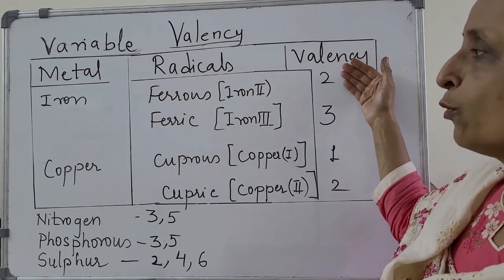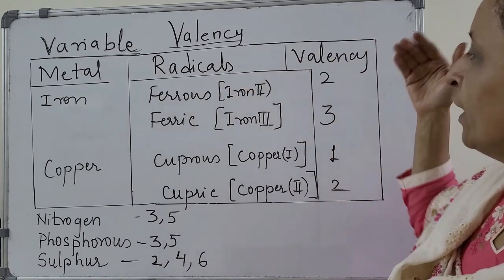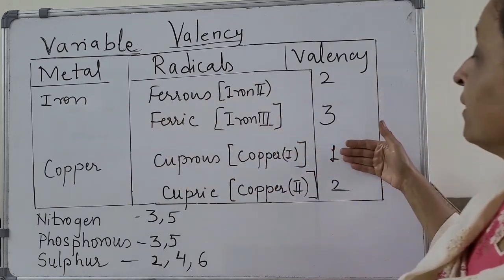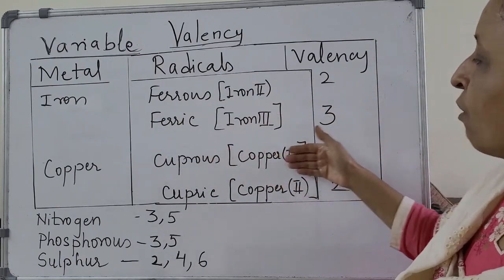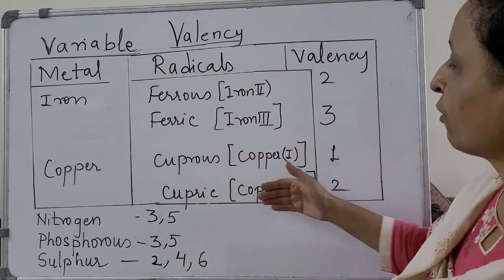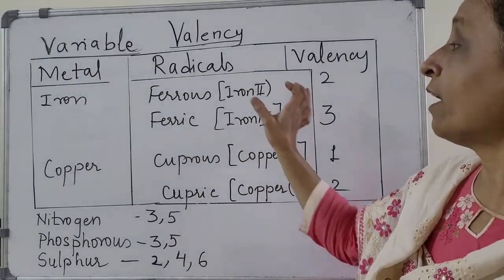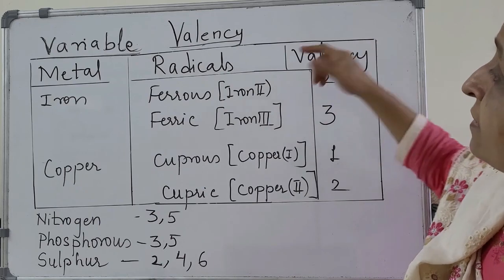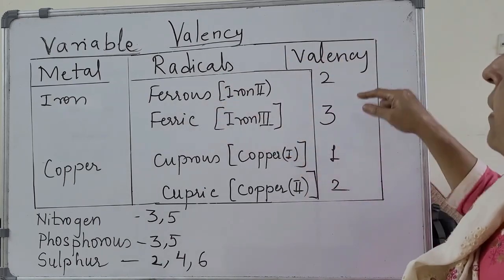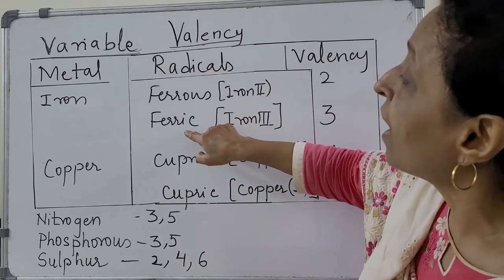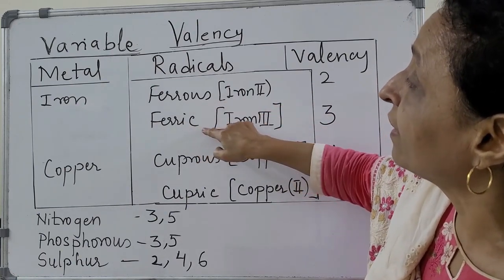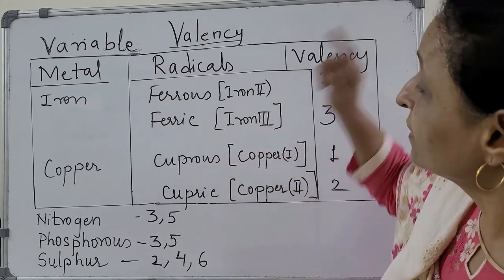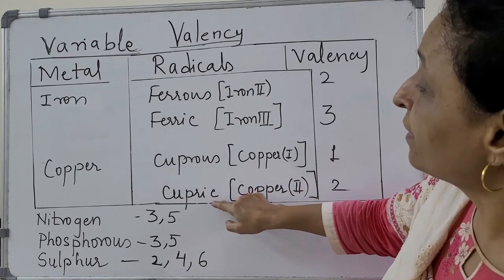So when iron has got valency 2, it is known as ferrous, iron 2. And when it has 3, it is ferric, iron 3. In copper, when it has got valency 1, it is known as cuprous, copper 1. When it has got valency 2, cupric, copper 2. So you just see that the suffix varies. When it has lower valency, the suffix OUS is added, and when the valency is more, IC is added. Same way for copper, for the lower valency OUS is added, for the higher valency IC is added.